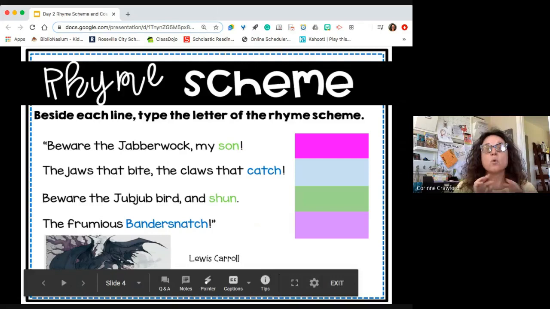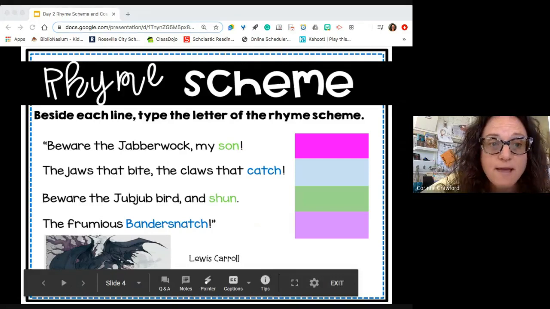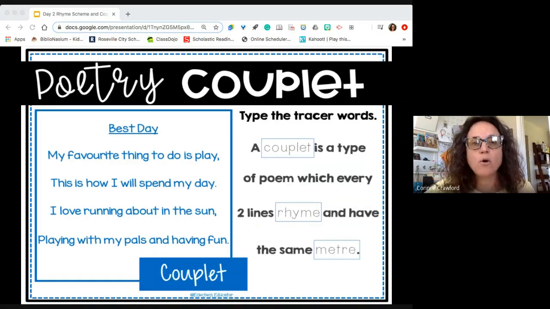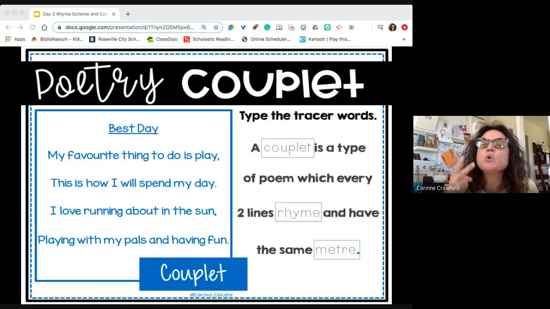Once we've talked about rhyming, we can try to write a poem that rhymes. The most popular poem that rhymes is called a couplet. A couplet is a type of poem in which every two lines rhyme, and they have the same meter. The meter is really the rhythm of the poem.